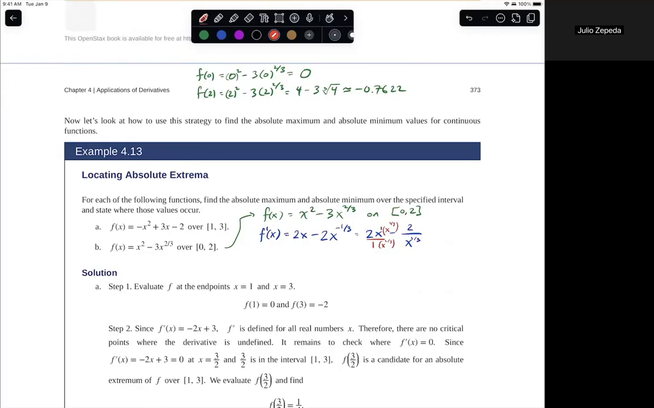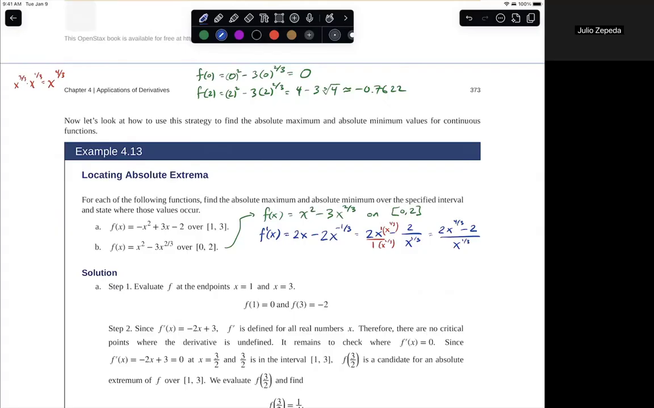The x on top right now is x to the 1, and so that gives us, let's see here, I'll do this on the side. x to the 1 is the same as x to the 3/3 times x to the 1/3, and so that's going to be x to the 4/3. So we end up getting 2x to the 4/3 minus 2 divided by x to the 1/3.